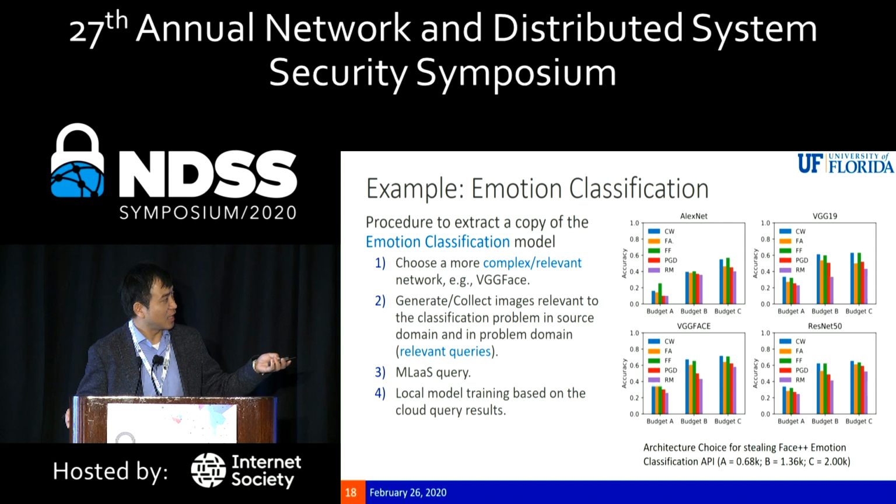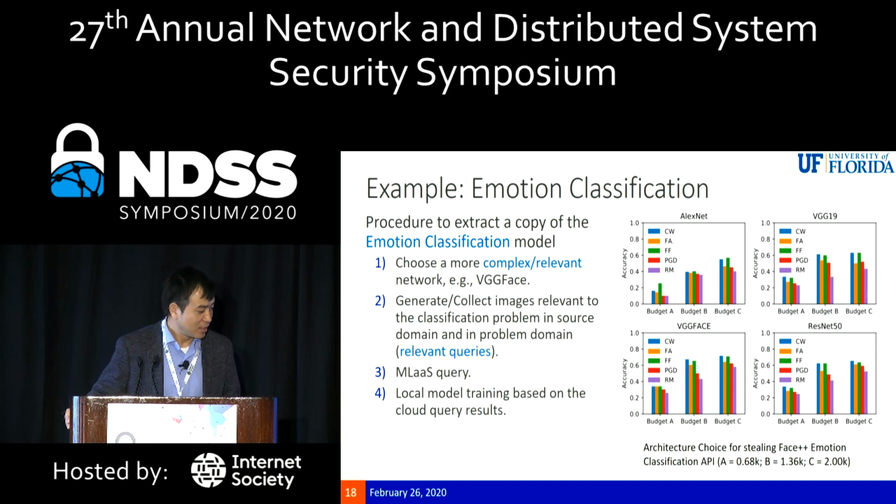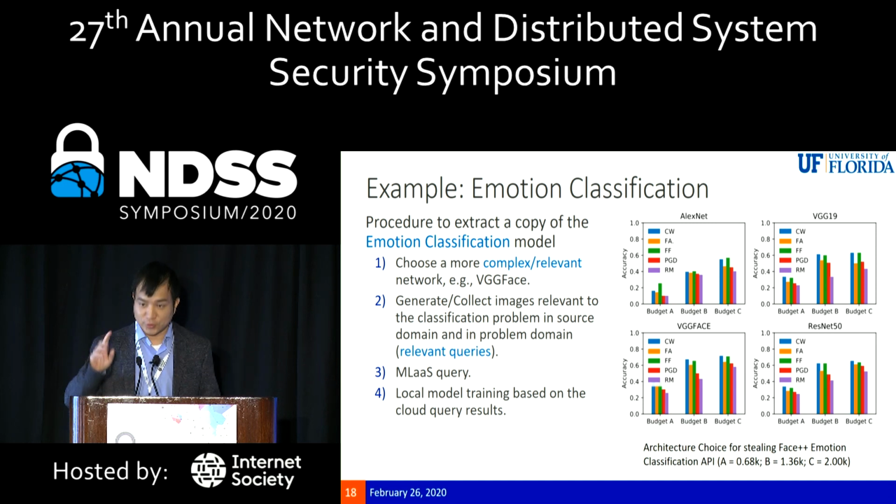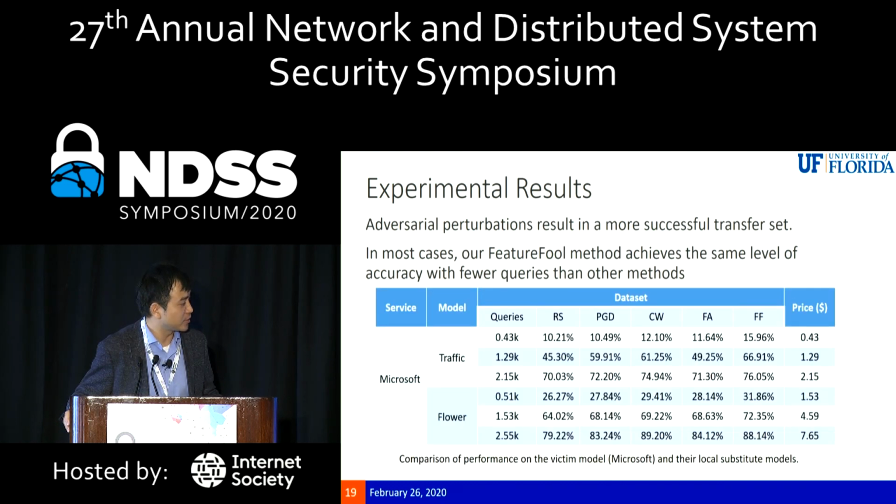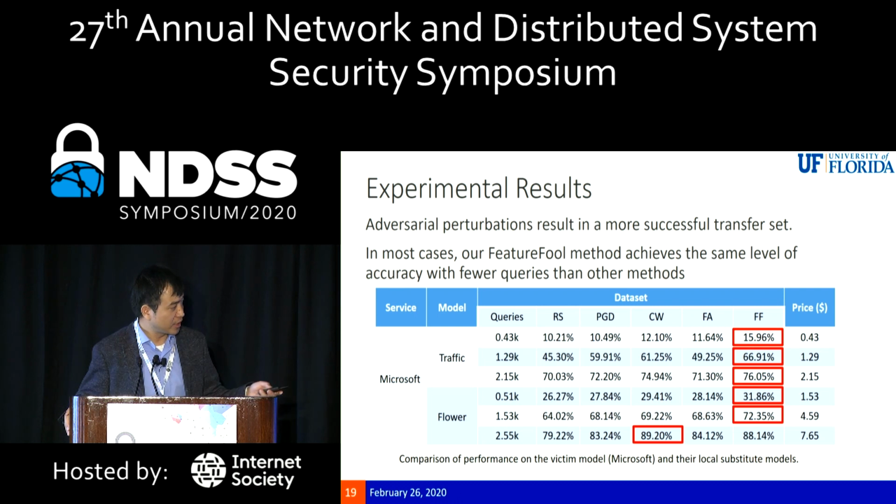For emotion classification, you use VGG Face, but you can use any other one: AlexNet, VGG19, ResNet, they all work. They all can achieve good results, but VGG Face achieves the best one. Okay, so after that, we just tell you some results. In the paper we have more results, but in this one we have the Microsoft, the traffic and the flower classification. And we can see that with very few queries, around 2,000, we can achieve almost the same accuracy as the original cloud.